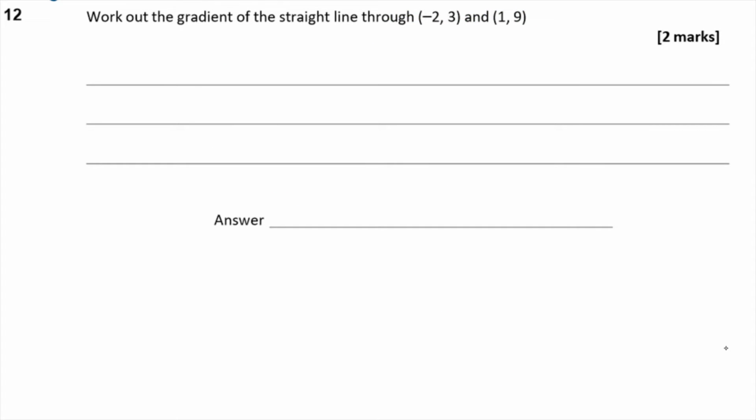Question 12. Work out the gradient of the straight line through -2, 3 and 1, 9. Okay, now there's a handy formula for working out the gradient. It is gradient equals y2 minus y1 over x2 minus x1. So what are y2, y1, x2, x1? Well, the first coordinate has values x1, y1, and the second coordinate has values x2, y2.